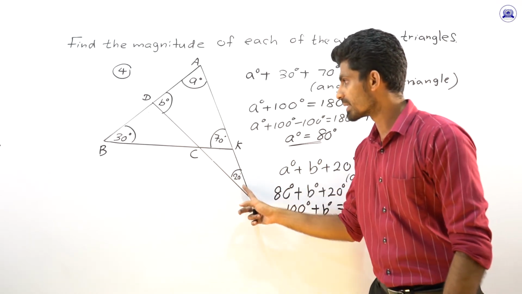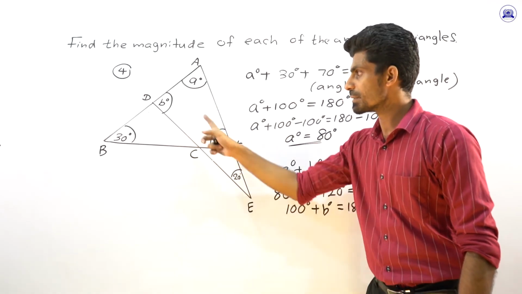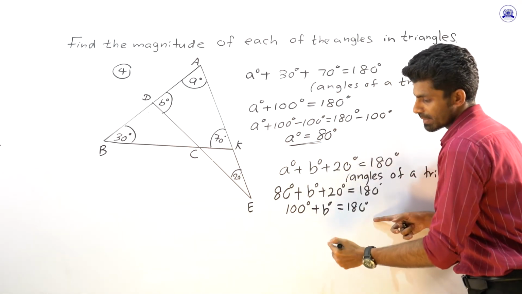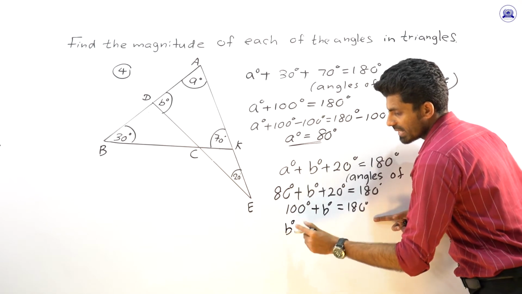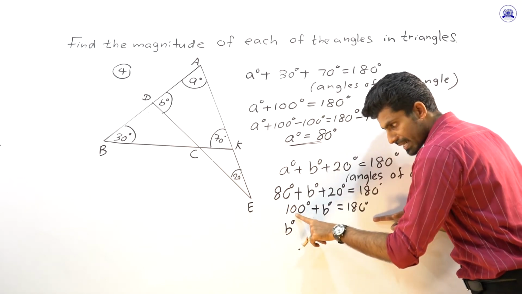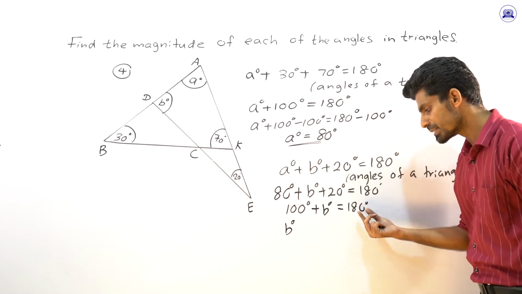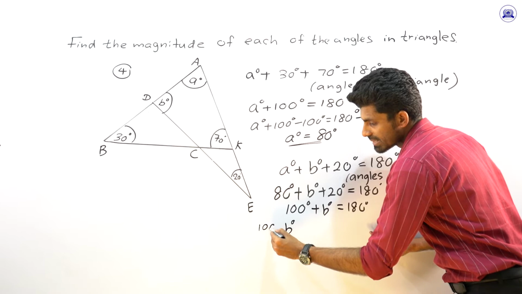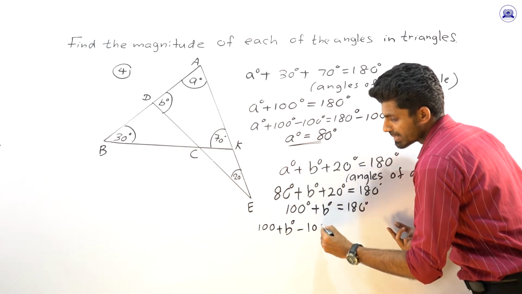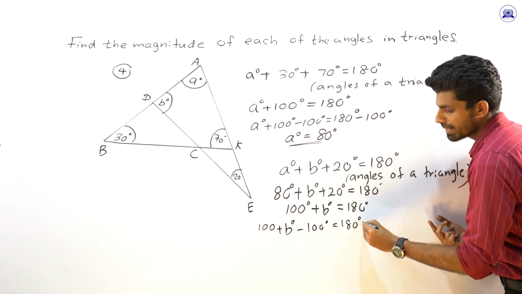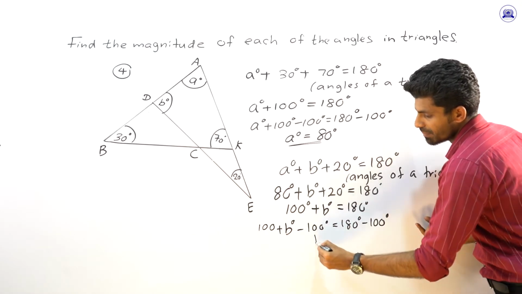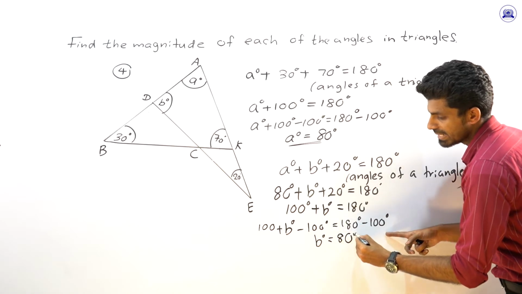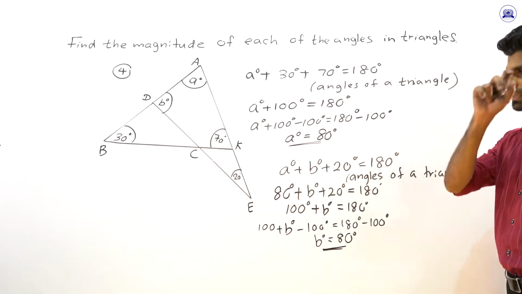A equals 80 now. 80 plus 20 is 100, and 100 plus B equals 180. Again same like the A. So you need to minus 100 from this side as well. So 100 plus B minus 100 equals 180 minus 100. B equals 100 minus 100, 80. B also equals 80.